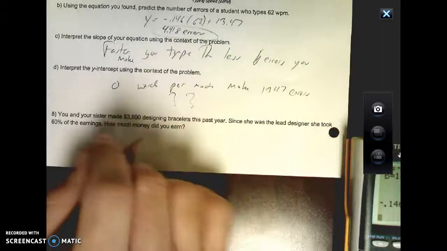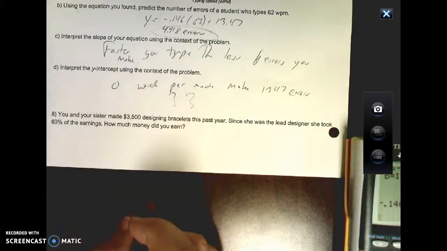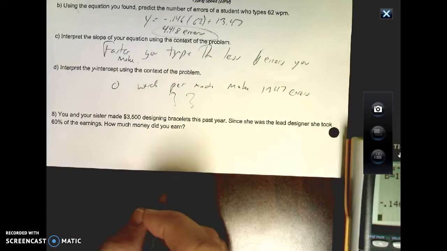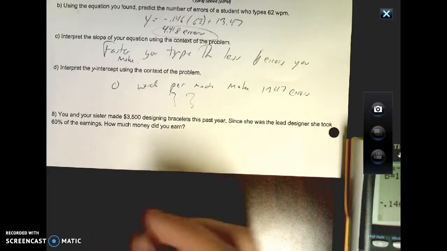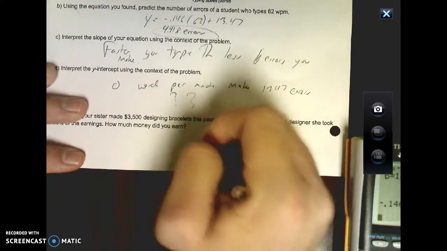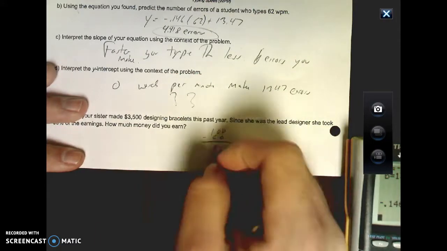Let's do one last one. You and your sister made $3,500 designing bracelets this past year. Since she was the lead designer, she took 60% of the earnings. How much money did you earn? Well, guys, think about it. You have 100%. She took 60. That means you get 40.